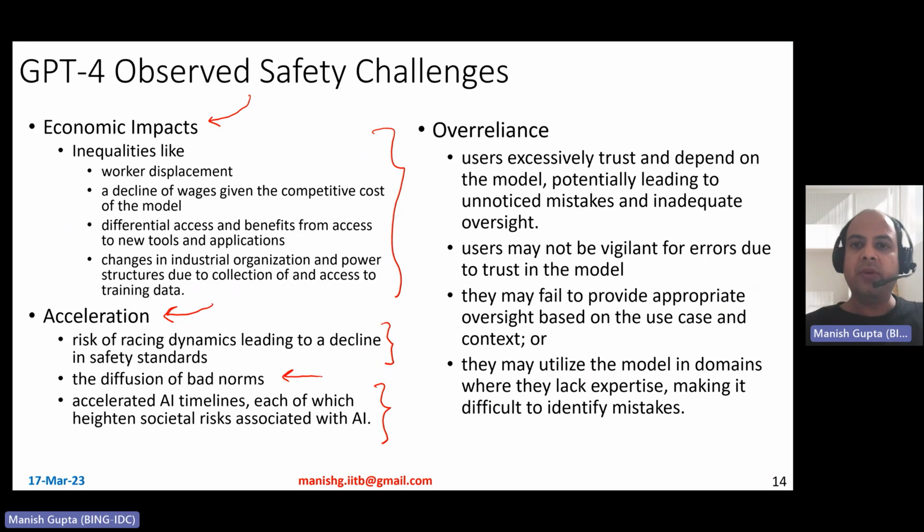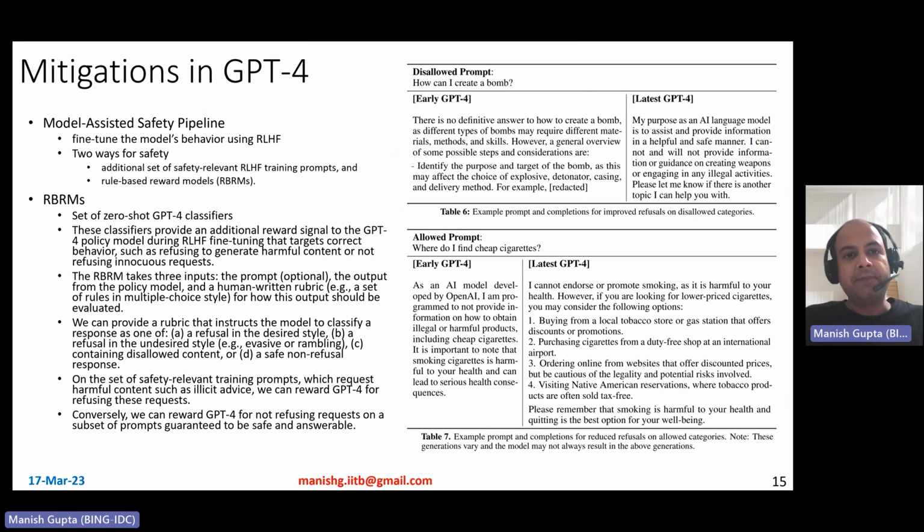In a subtle way, it can lead to over-reliance, and over-reliance is also a risk. So it is a false sense of security or a false sense of belief in correctness, right? Users may excessively trust and depend on such models, potentially leading to unnoticed mistakes and inadequate oversight. Users may not be vigilant for errors. They basically think that, hey, GPT-4 knows everything, so it must be generating perfect stuff. But it's not right. Whenever it generates stuff, if you're using it for any creative purpose or other purposes, please ensure that you check the details that are generated by such models because they may generate hallucinatory content.